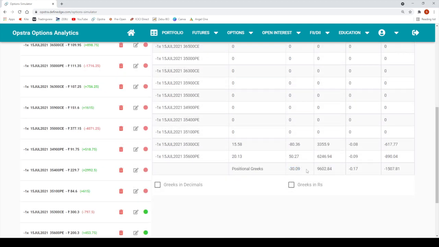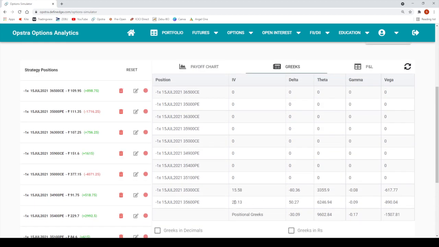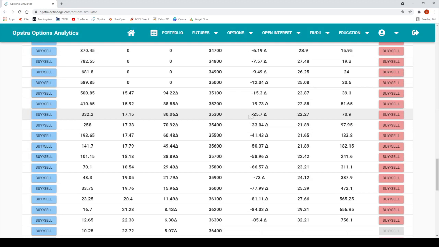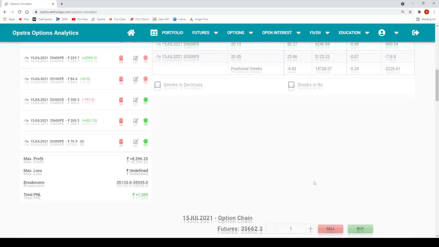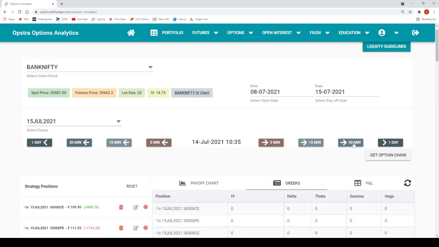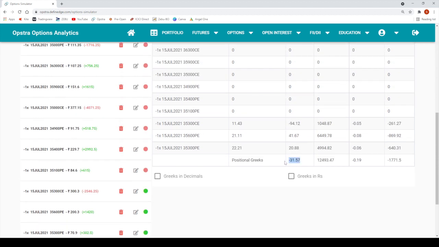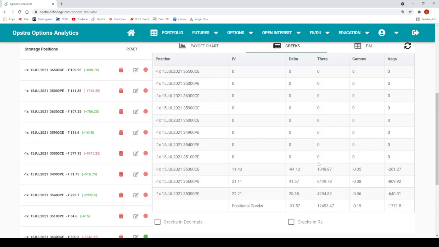So now there is a delta mismatch of 30. So I am going to sell additional put. Go to option chain. Okay, I am going to sell 35,300 put. Okay, delta managed. We'll go forward 15 minutes. 35,688. Okay, again mismatch happened. 785 profit. The market is very volatile.